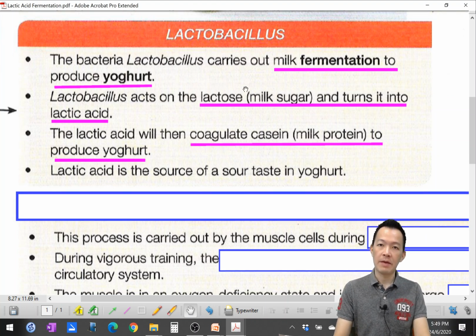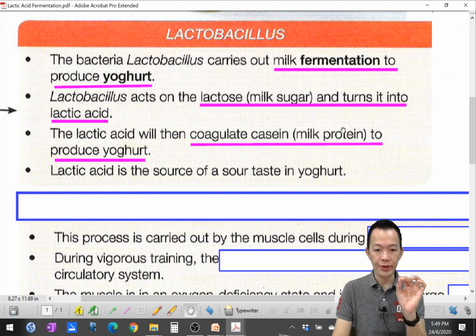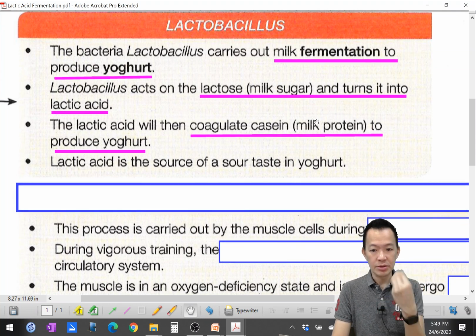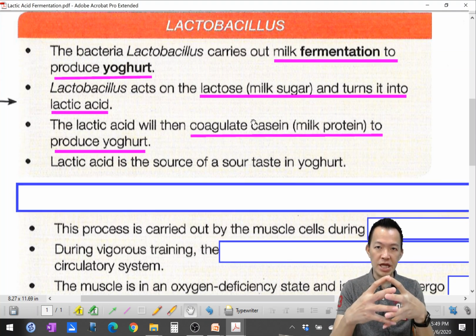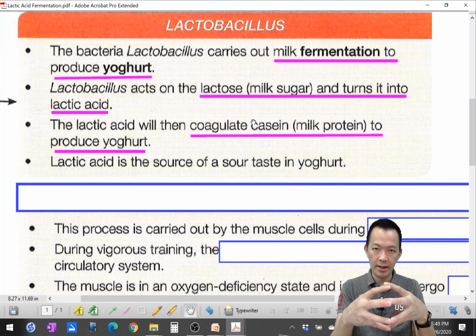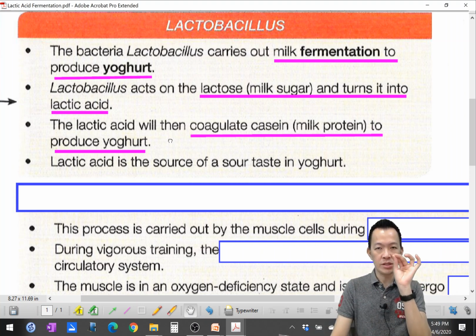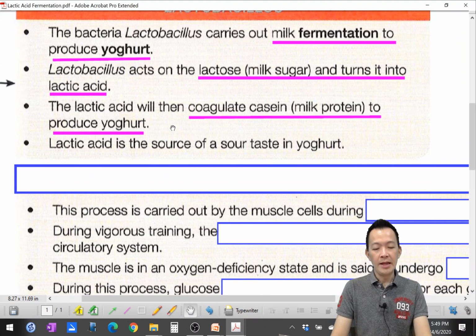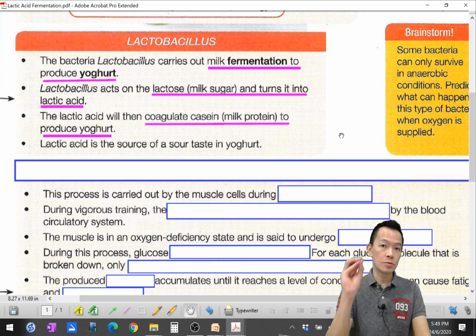Bacteria act on the lactose. 它把那个乳糖解散 and make it become lactic acid. 变成乳酸。And the lactic acid will then coagulate the casein, the milk protein. 这个 lactic acid 就把牛奶里面的蛋白质叫 casein, coagulate 粘起来, join together to produce the yogurt. 就变成浓浓的 yogurt. Lactic acid is the source of the sour taste in the yogurt. 酸就是这个原因啦, because of the lactic acid. So this is one example of lactic acid fermentation.